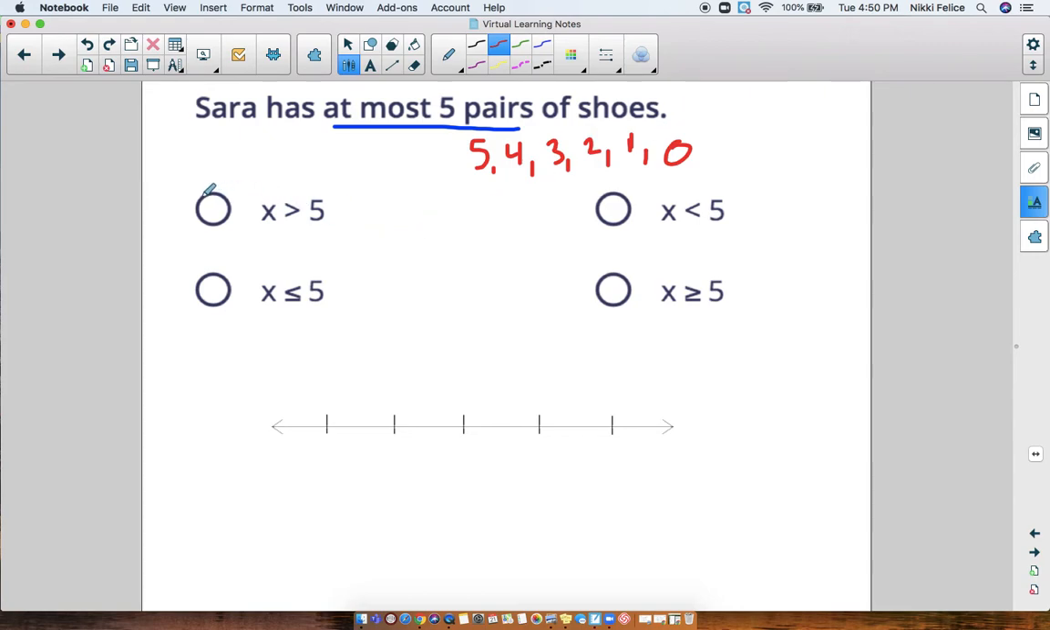Well, 5 is a possible answer, so let's cross off these ones. Those are no good. We need our answer to be less than or equal to 5. So you're going to choose this one right here. X is less than or equal to 5, because my number of shoes has to be less than or equal to 5. If I were putting that in a number line, I would color it and go to the left to show all the numbers that are less than 5. These are how many pairs of shoes that Sarah can have. She can't have 6 shoes, she can't have 7 shoes, because 5 is the most.